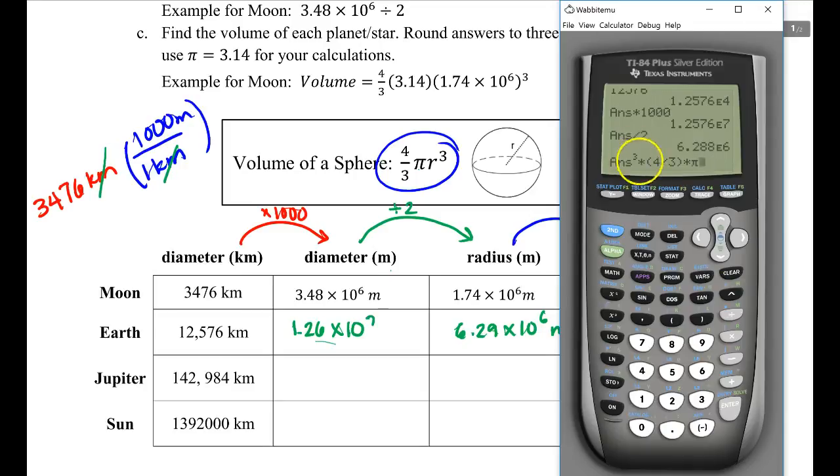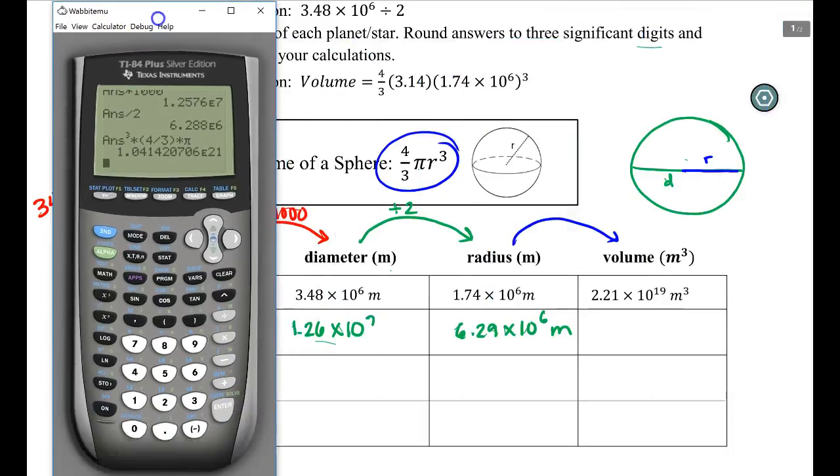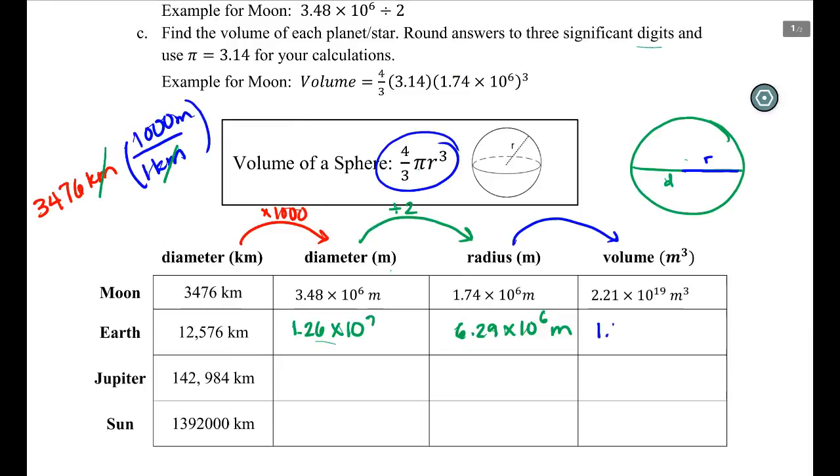Oh, and if anybody didn't pay attention when I did that cube, I pressed this little up button, this caret button, in the graphing calculator. In the 36X, it actually has a little button that shows you like a square above a number. So it's much easier. So if I do all that work, I get out that my answer is 1.04 times 10 to the 21st.